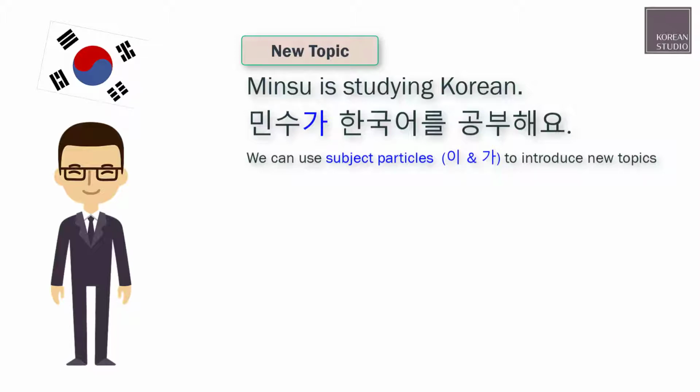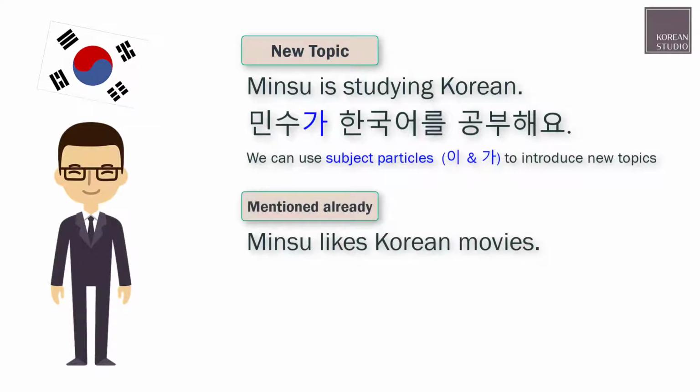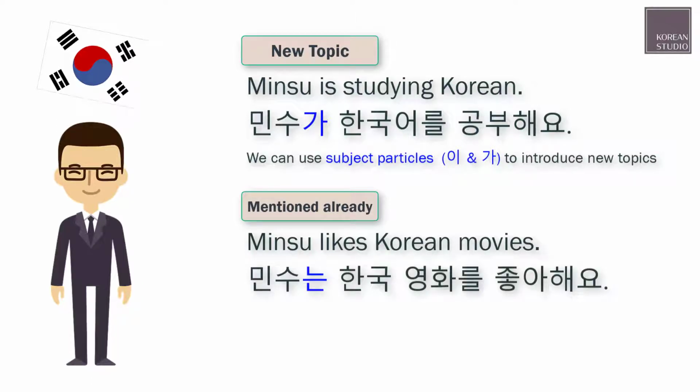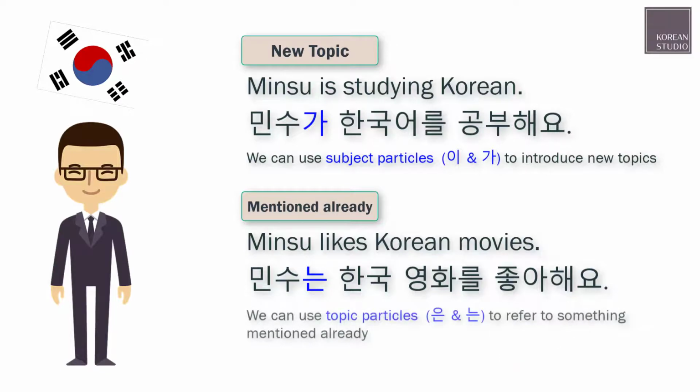However, let's say that you want to tell your parents why Minsu studies Korean, and that's because he likes Korean movies. So to refer to Minsu, who you've mentioned already in the conversation, you can say 민수는 한국 영화를 좋아해요. 민수 likes Korean movies. 민수는 한국 영화를 좋아해요. So here we have 한국 영화, which means Korean movie, and 좋아해요 is made from the verb 좋아하다, which means to like.